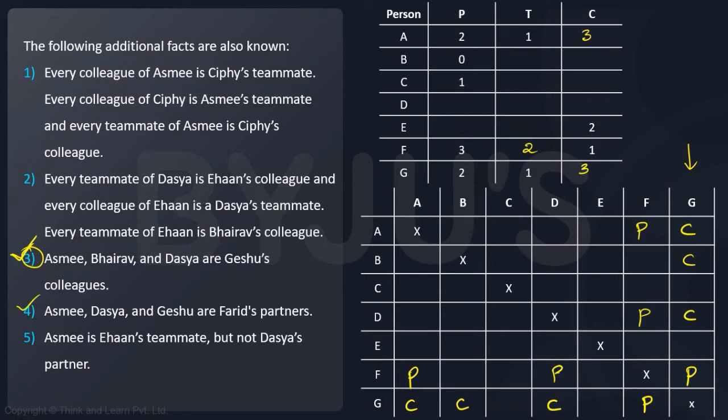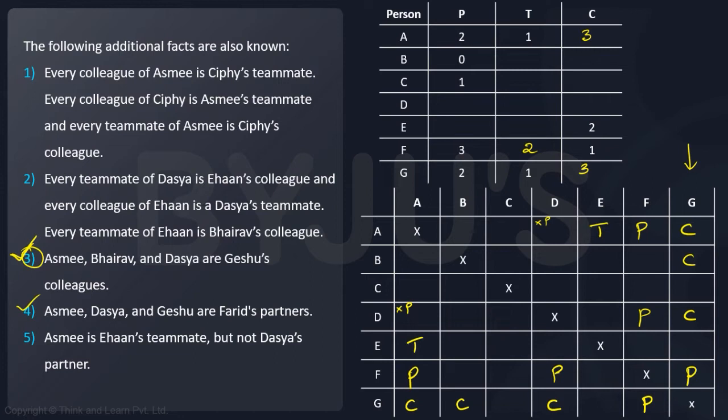Now the next is the fifth point. A is E's teammate. So A and E are teammates. If this is T, then this should also be T. But not D's partner. So A is not a partner of D. So this is not a partner, which also means this will not be a partner. This is the information given to us.